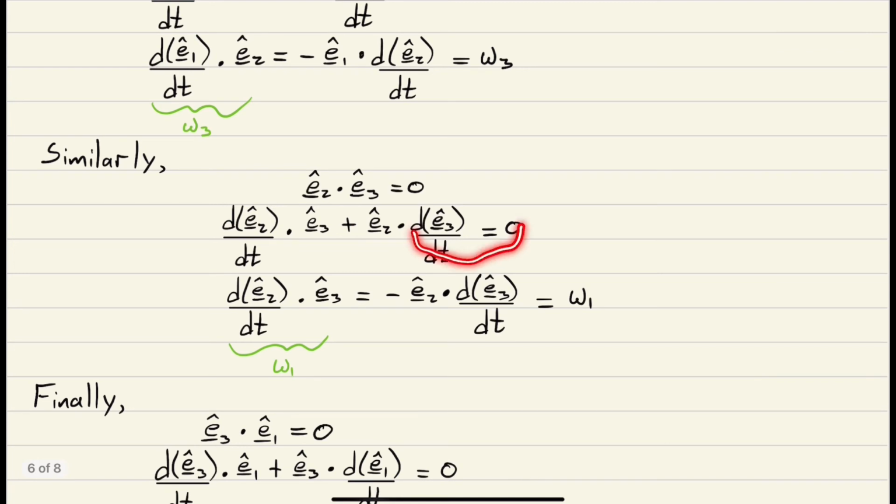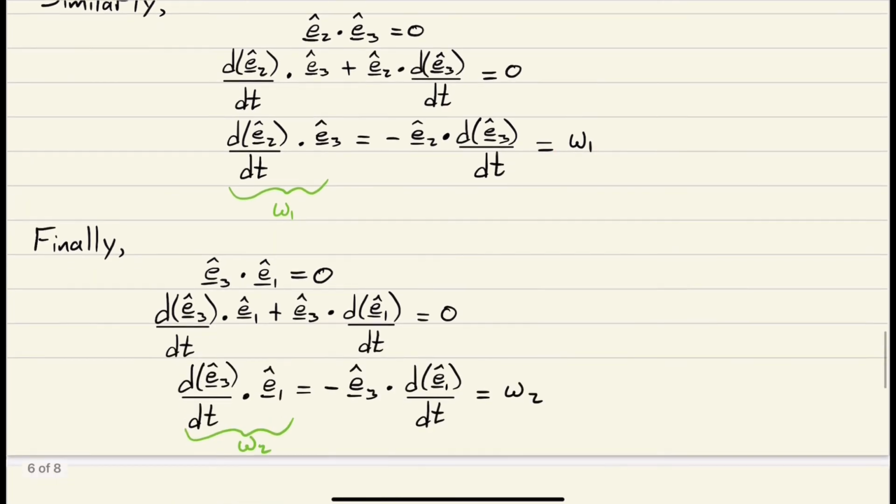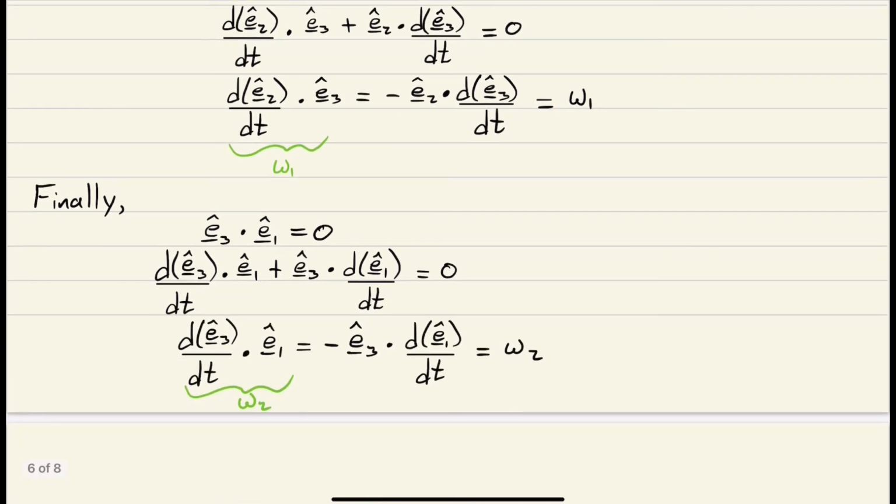So, again, I move this over to the other side. So, negative E2 dotted with dE3 dt, that's equal to omega 1. Let's keep going. Last one. E3, we're almost there. The payoff is going to be so good. E3 dotted with E1. Also, they're orthogonal to each other. It's equal to 0. Product rule.